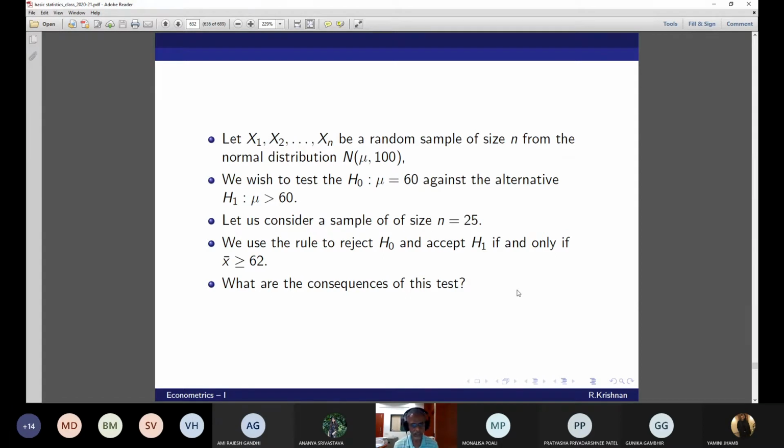And what is this example? Take this down. Let X1, X2, ..., Xn be a random sample, an n-tuple, from the normal distribution with mean mu and variance 100. This is a very important assumption, that the variance is known. If the variance is not known, it makes life a bit difficult for us. We have to estimate it. When you use an estimator for variance, it will be a different distribution, which we have seen already.